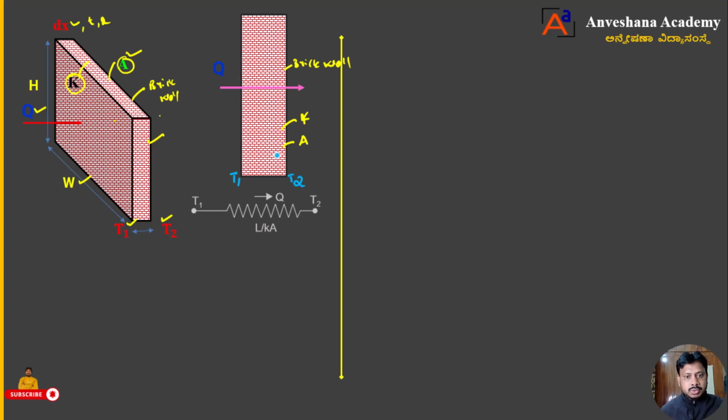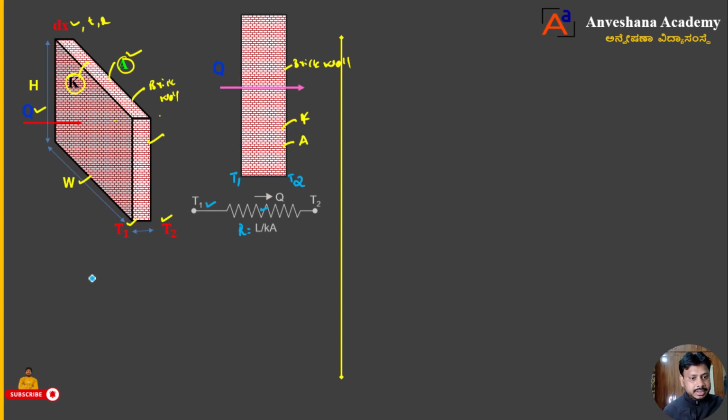When heat is moving through a brick wall, there is a resistance offered to the heat flow. That resistance I will show here. That means T1, then the resistance, then T2. That resistance I will mark as R. The value of R is equal to L by KA, dear students. This is the given problem. I have drawn the schematic diagram.